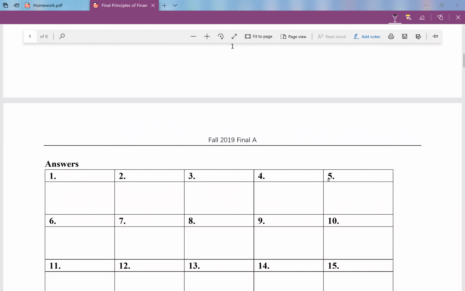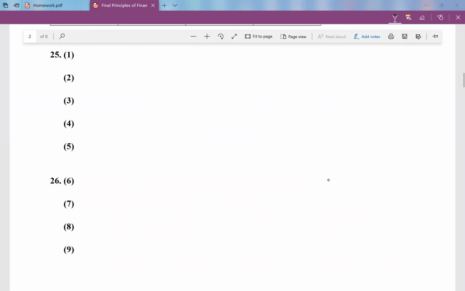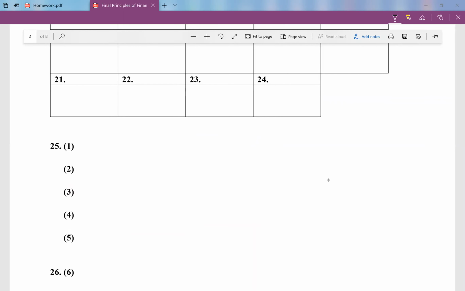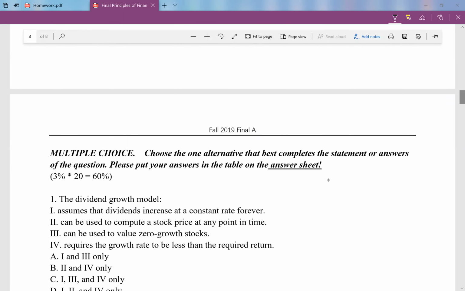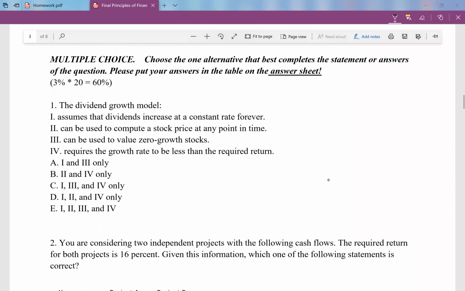Okay, so let's see the questions. In last semester's final, there were also questions in short answers. In this semester's test, our questions will be multiple choice. But I will give you two actual questions for problem solving, but they are not included in the total grade. But you can do that one for actual credit. So let's see what the questions look like.